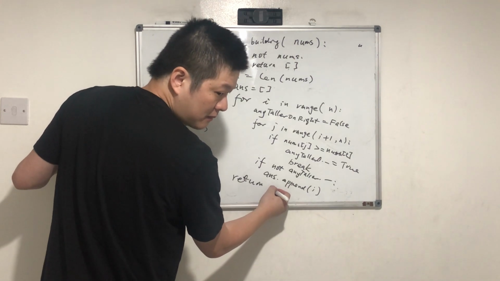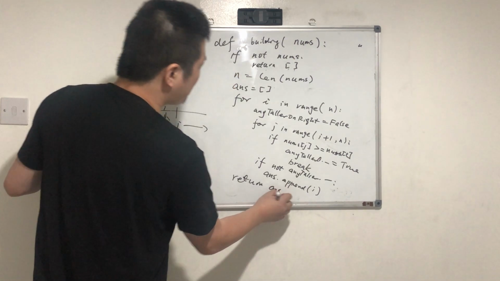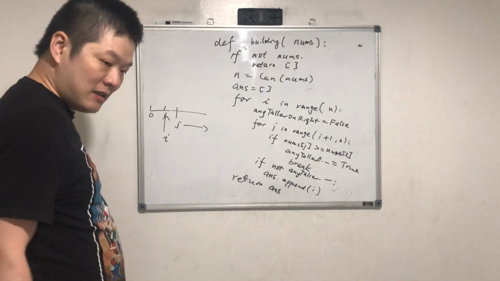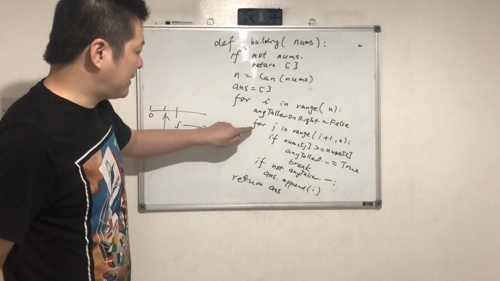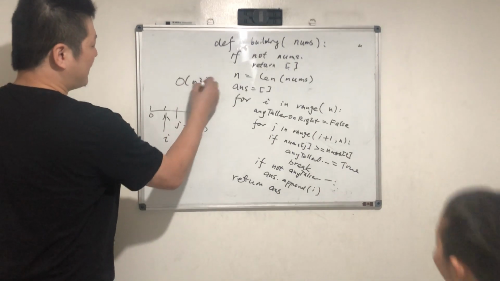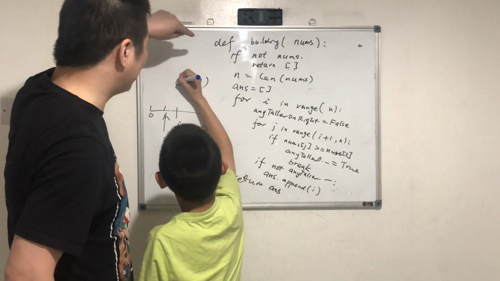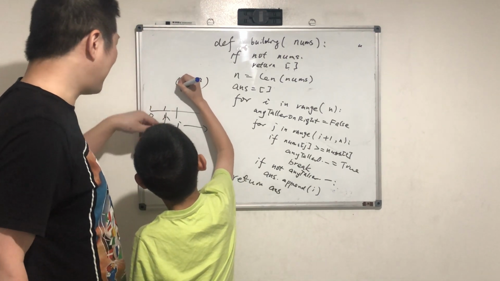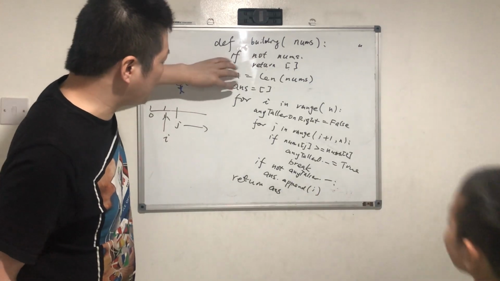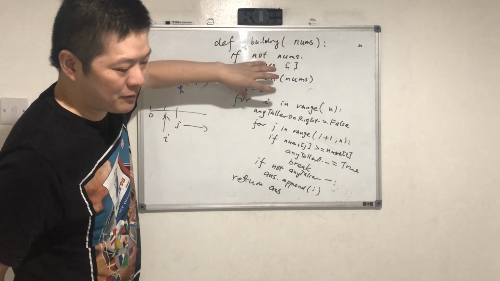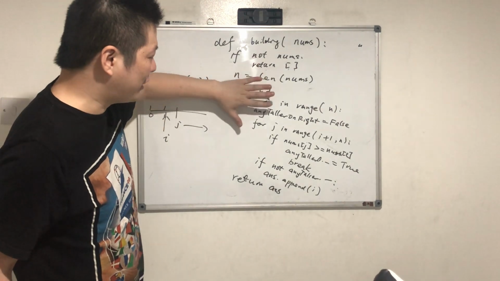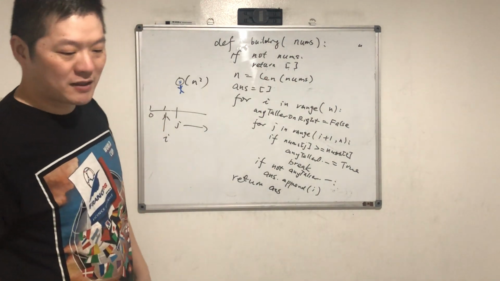Then return the answer. Well done. What's the time complexity? There's a loop and another loop, so it's N squared. What's the space complexity, if we're not considering the answer? This is the output we're going to need anyway, so we don't use any other space. So what's the space complexity?